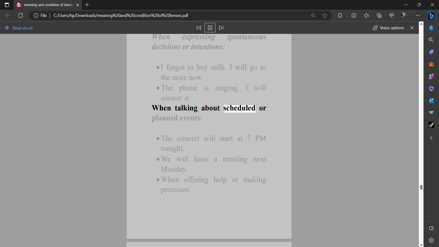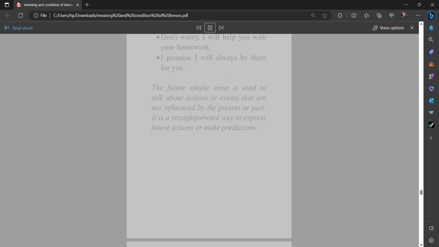When talking about scheduled or planned events. The concert will start at 7 p.m. tonight. We will have a meeting next Monday. When offering help or making promises. Don't worry, I will help you with your homework. I promise I will always be there for you. The future simple tense is used to talk about actions or events that are not influenced by the present or past. It is a straightforward way to express future actions or make predictions.